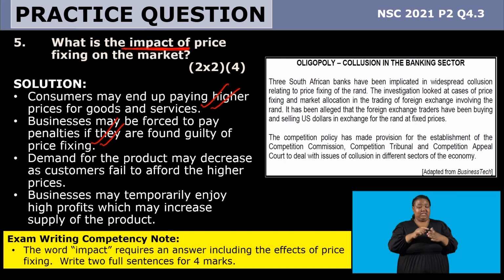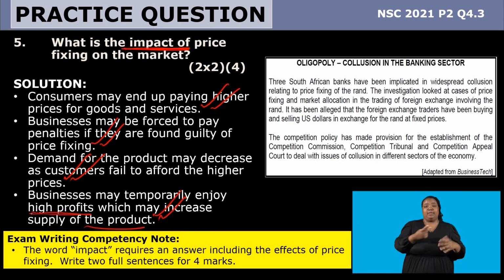Demand for the product may decrease as customers fail to afford the higher prices. Businesses may temporarily enjoy high profits, which may increase the supply of the product. So businesses here are increasing supply or are also enjoying high profits because of selling their products at higher prices due to price fixing.